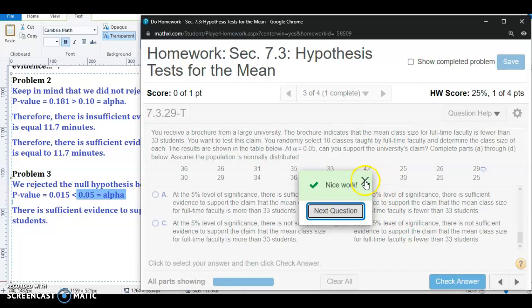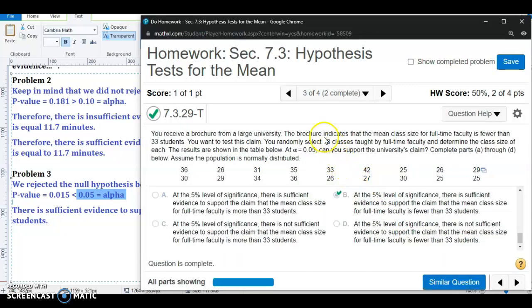And we've correctly completed problem 3 in the homework for section 7.3.